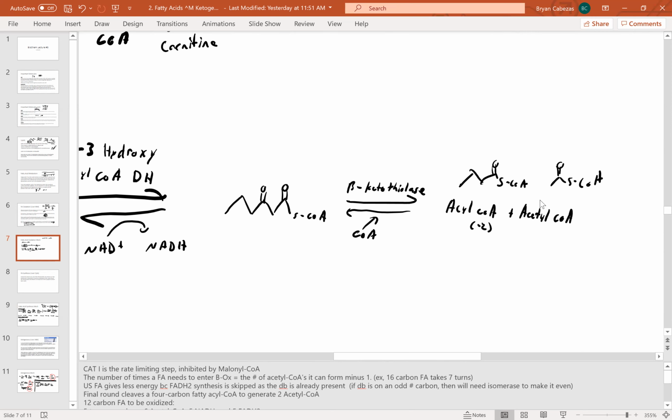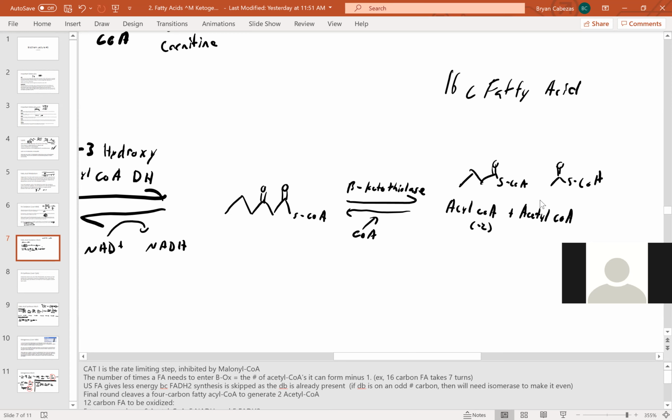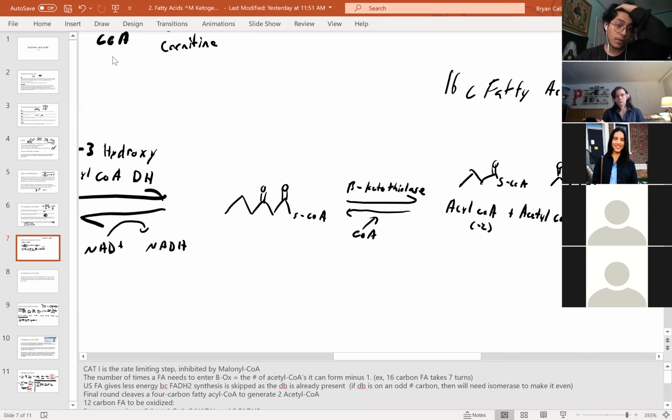And so let's say you have a 16 carbon fatty acid. You say you have this many carbons in your fatty acid. How many acetyl-CoAs potentially can you derive from this fatty acid? So you have 16 carbons. You can get 2 carbons per acetyl-CoA. So 8 acetyl-CoA? Yep, 8 acetyl-CoA. And how many turns would that take? Is it 7? Yes, 7 turns.